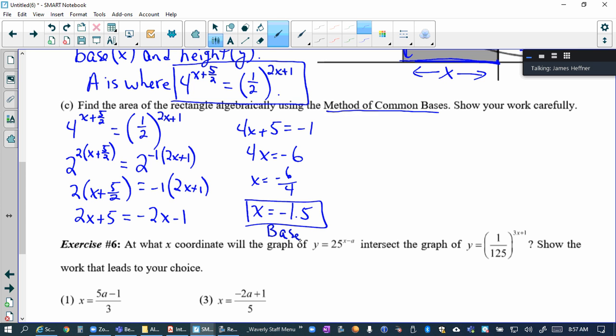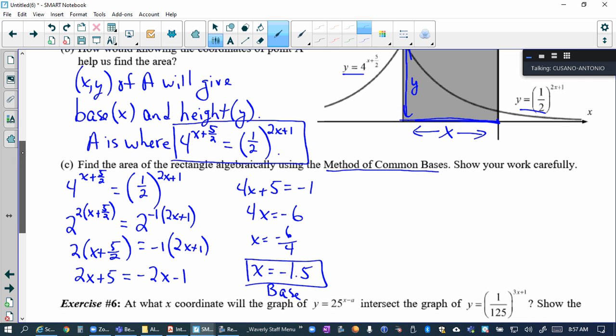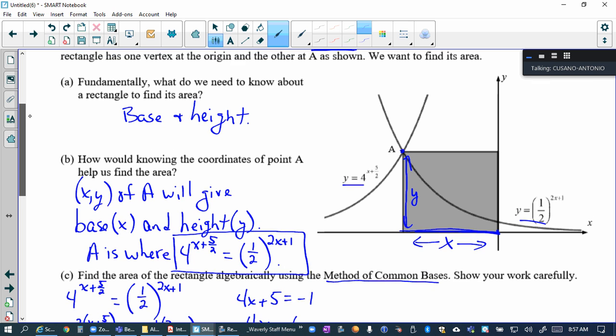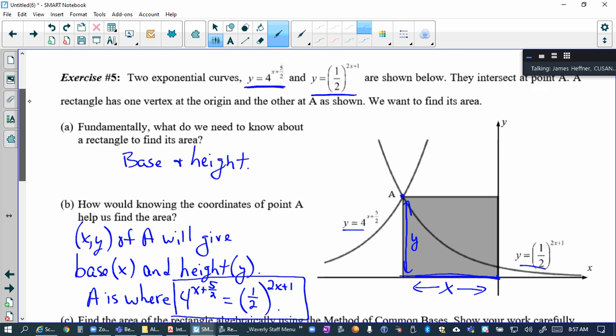Now, how do we use this to go back and get the y value? We would insert x equals negative 1.5 into which equation? There's no height formula. We're going to plug our A x into one of those equations. Does it matter which one we plug it into? No, because they're both equal at that point, right?